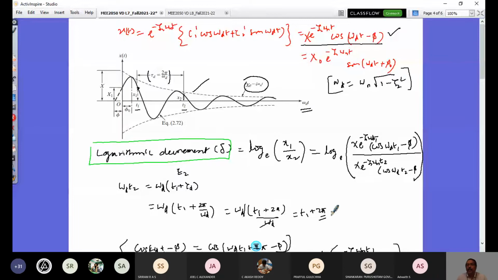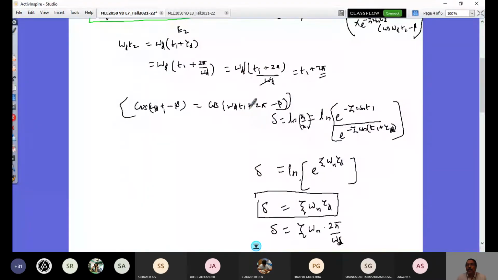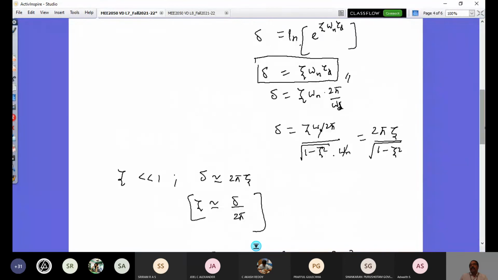By substituting this t2 here, I would be able to see that the value of cos at one cycle and the next cycle, incremented by 2 pi, would be the same. So that disappears, and I'll have my ratios defined by this. Then I take the log, and finally I'm able to define my logarithmic decrement as the product of damping ratio, natural frequency, and time period of damped oscillation. Further, we substitute for tau d and it reduces to this.